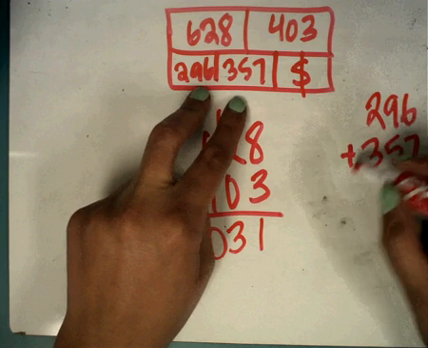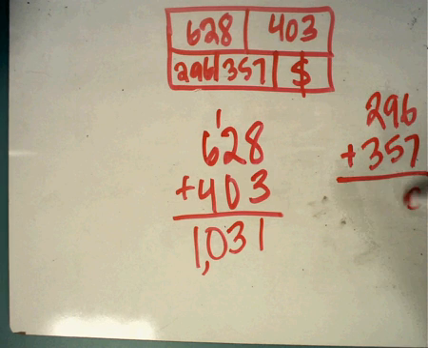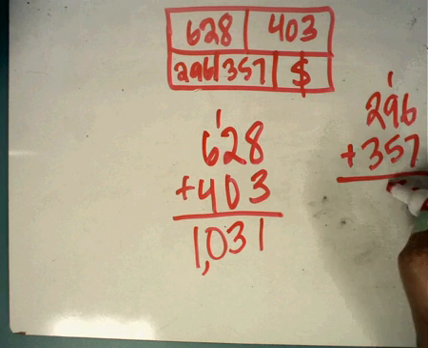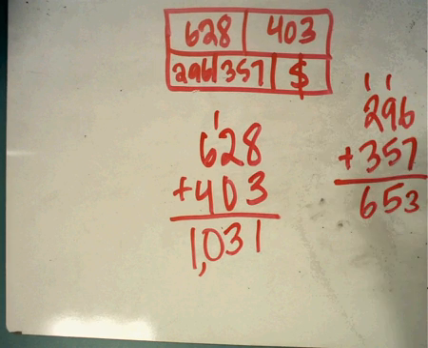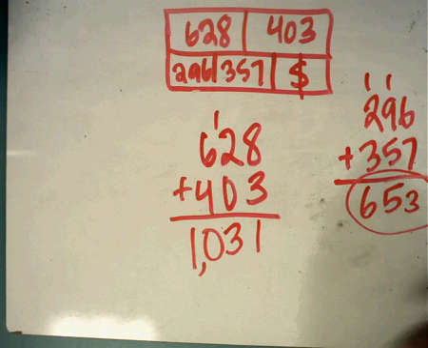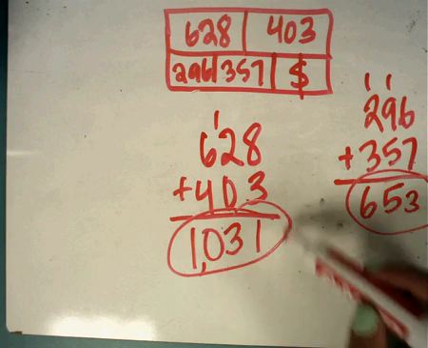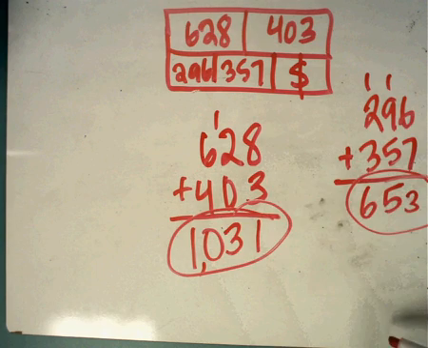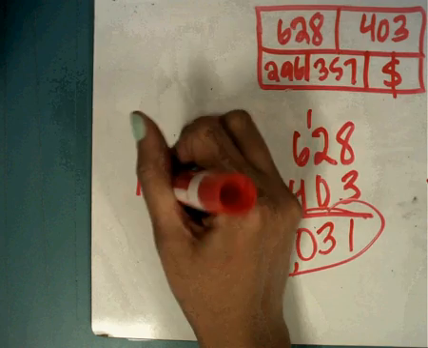6 plus 7 is 13. 1 plus 9 is 10. 10 plus 5 is 15. 1 plus 2 is 3. 3 plus 3 is 6. Okay, so these are my expenses, or my money going out. This is my money that I had going into my bank account. If this is how much money I have at the bank and I'm taking this much out, I need to go ahead and subtract those. So it becomes 1,031 minus 653.